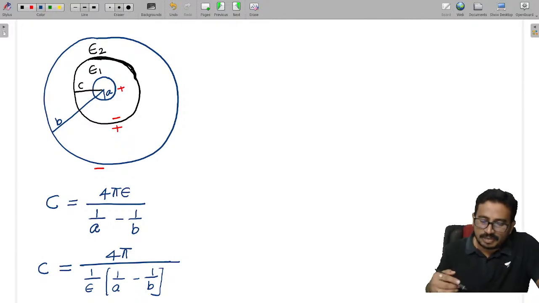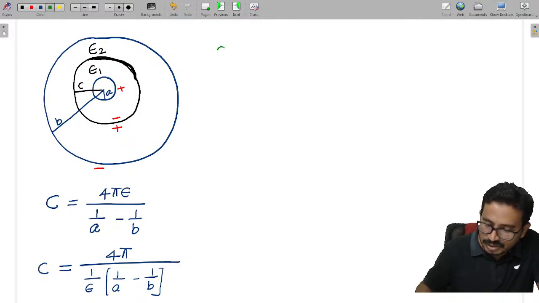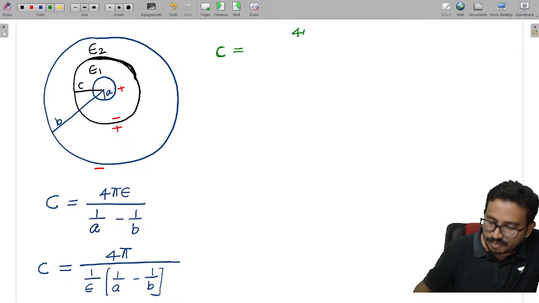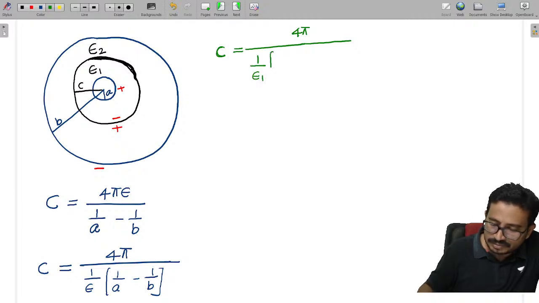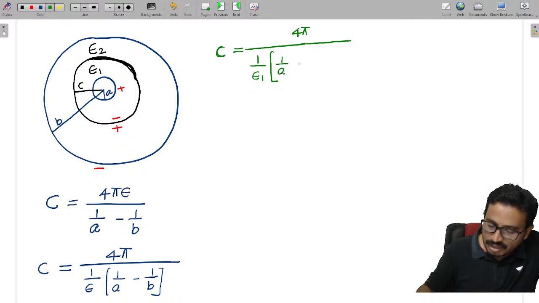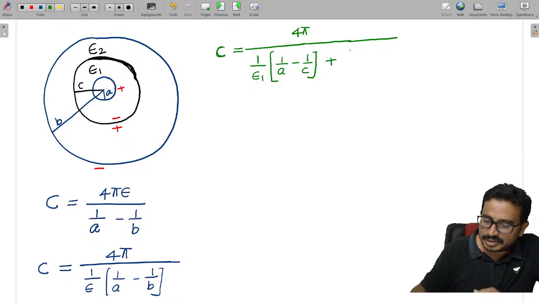Now look here, the overall capacitance C, where 4 pi is a constant. Look at this first sphere: it is filled with epsilon 1 medium, so that is epsilon 1. 1 by epsilon 1 into, inner radius is 1 by a, and outer radius in this case is c, that is 1 by c. Plus 1 by epsilon 2 into, 1 by inner radius which is c, and the outer radius which is b.